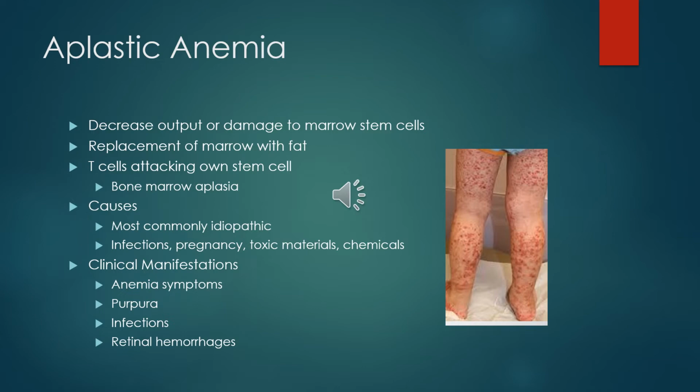As a nurse, we will want to continuously monitor for signs and symptoms of infection, as this can be very detrimental for the client's well-being. Purpura is bruising or bleeding which develops under the skin. This is often seen in the later stages of the disease.